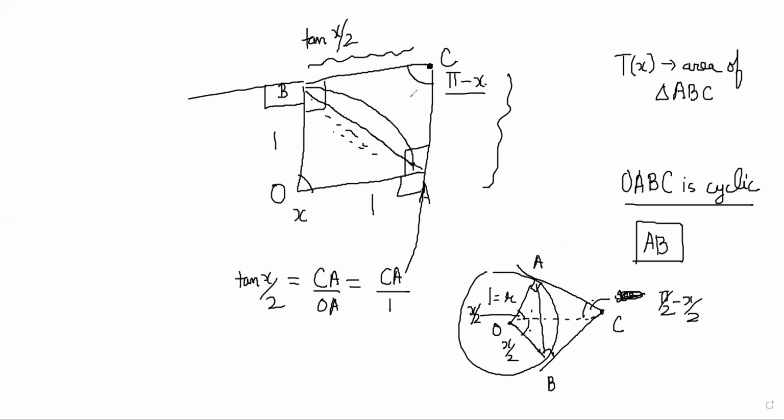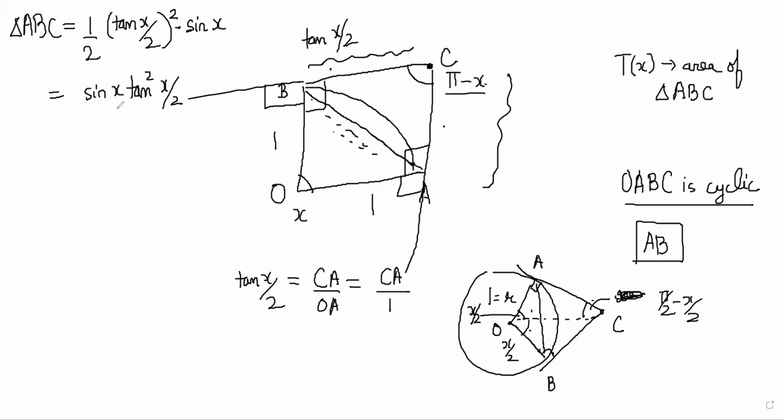Correct. Yeah. So now area of triangle ABC is half BC times sine of this angle. So half this into this. Both tangents will be equal length. So half into tan x by 2 whole square and sine of pi minus x. So sine x. So it is sine x into tan square x by 2, by 2. This is your T of x. Now the limit is obvious. Limit of T of x by x cube, x tends to 0.